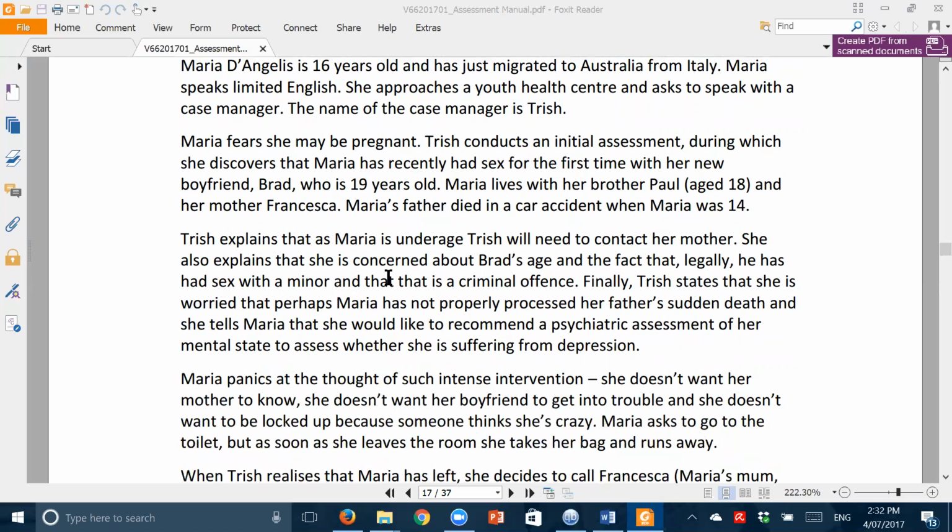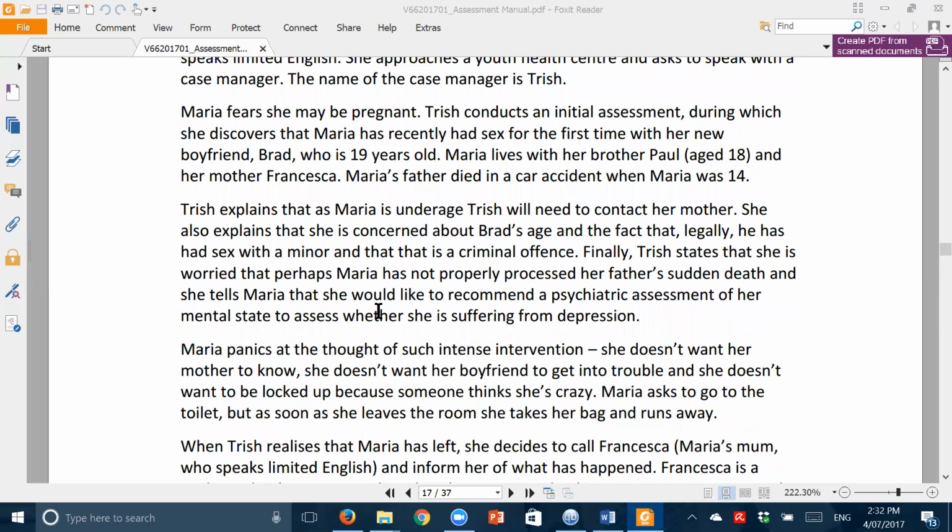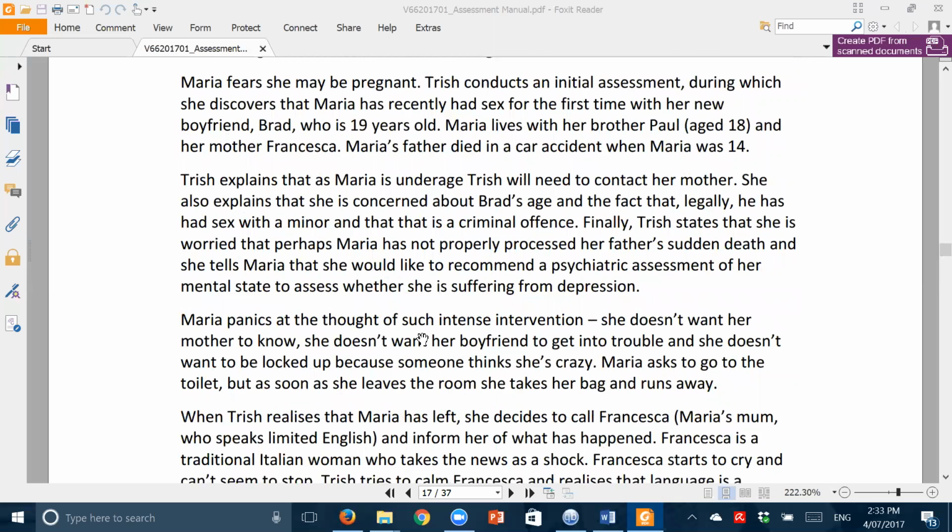Maria panics at the thought of such intense intervention. She doesn't want her mother to know, she doesn't want her boyfriend to get into trouble, and she doesn't want to be locked up because someone thinks she's crazy. Maria asks to go to the toilet, she leaves the room and takes her bag and runs away.